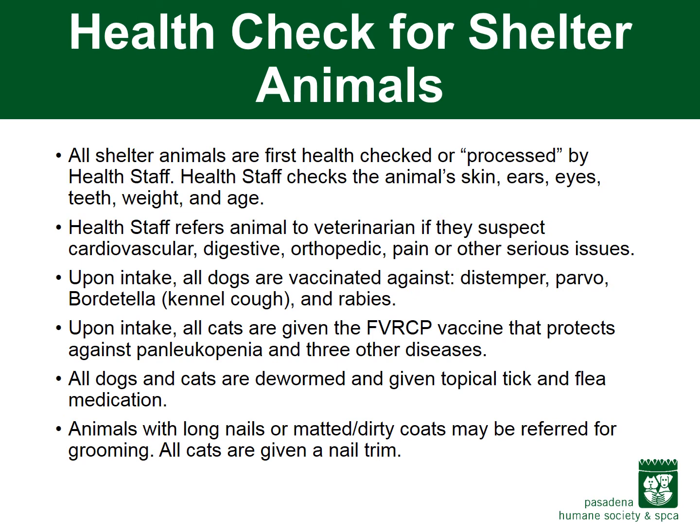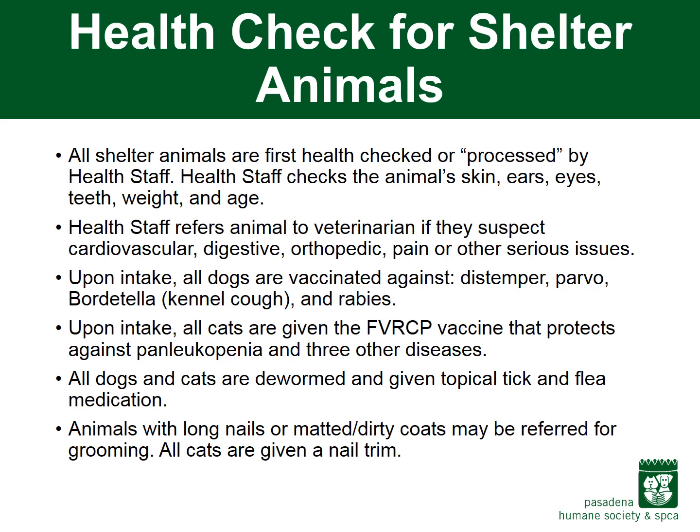How we do a health check for our shelter animals. All the shelter animals are first health checked by the health staff. We check the animal's skin, ears, eyes, teeth, weight, age. We give them a good exam when they come in. And if our health staff feels that there's something wrong with this animal, whether it be cardiovascular, digestive, orthopedic, maybe they're in pain or there's some other serious issue, like a mass maybe, they're going to request a doctor check on that animal.